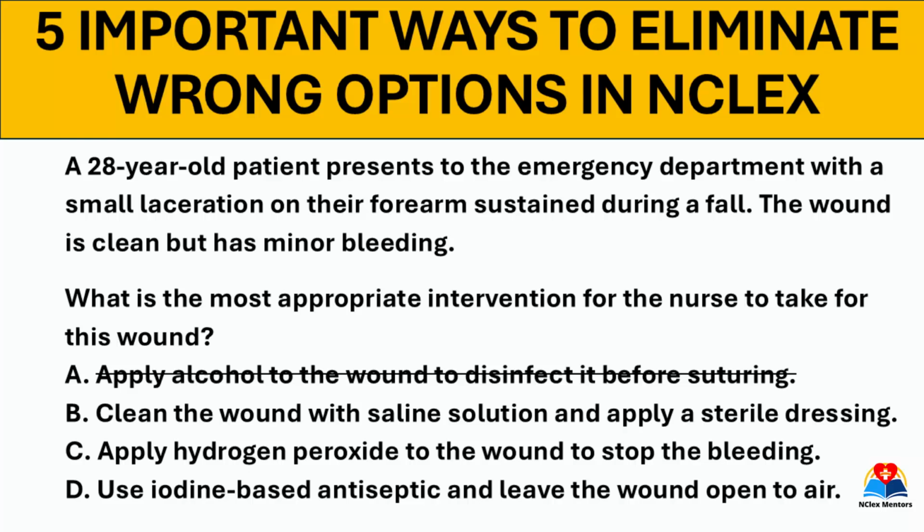Clean the wound with saline solution and apply a sterile dressing. Correct. Using saline is the current standard for wound cleaning, as it is less irritating to tissue and promotes optimal healing. Applying a sterile dressing helps protect the wound from infection. Apply hydrogen peroxide to the wound to stop the bleeding. This is not correct. Hydrogen peroxide is also outdated for wound cleaning, as it can damage healthy tissue. Pressure should be applied to control bleeding, not the use of hydrogen peroxide.